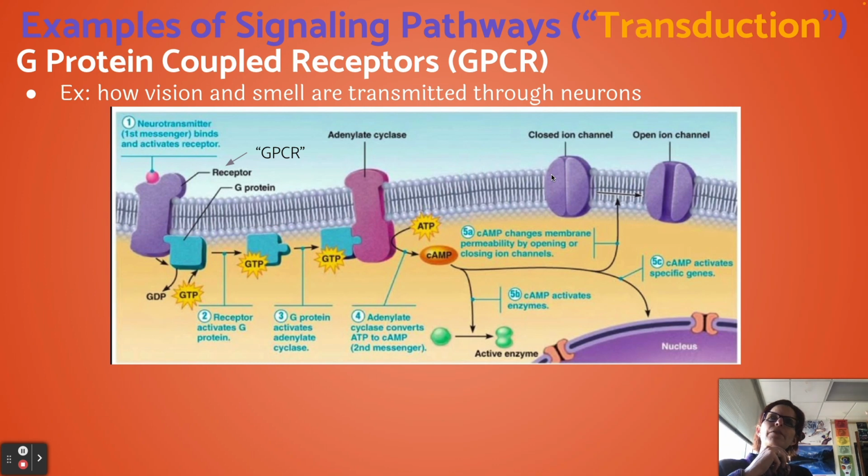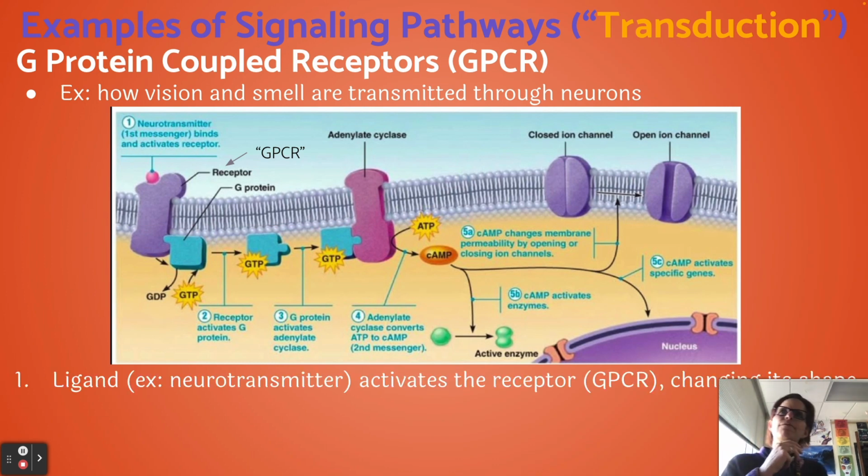Okay, and then the GPCRs. It doesn't matter that it's how vision and smell are transmitted, but just take a look at the diagram. Just see if you can make heads or tails of what's happening in the diagram. So this is our ligand. It touches the receptor. The receptor changes shape, which causes this protein, which was attached to it, to move away. And it's using GTP in the process, which is similar to ATP.